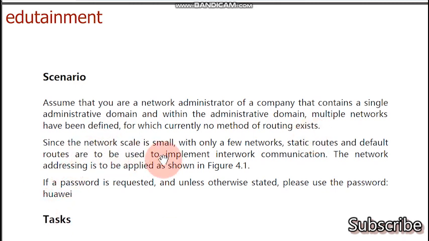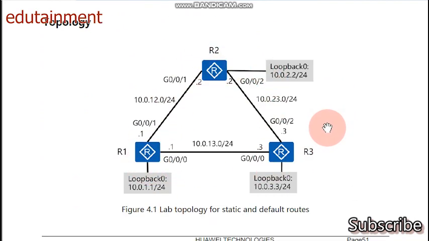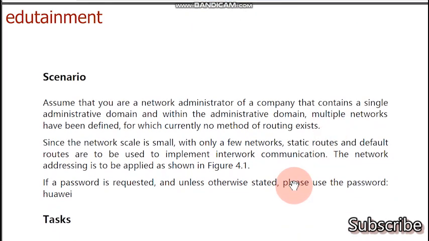Since the network scale is small with only a few networks, static routes and default routes are to be used to implement network communication. The network addressing is to be applied as shown in the figure. As we saw earlier, this is the figure. We have to apply these network configurations to implement the topology. So this is our scenario. Now we will go back to the HCIA-eNSP window to see how we can implement this scenario.